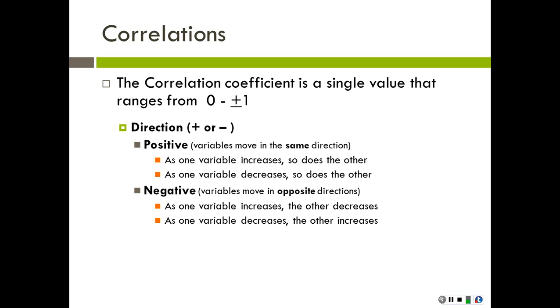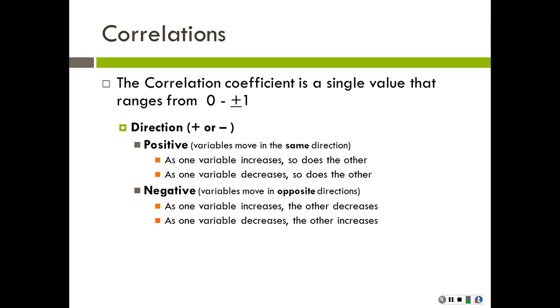So a positive coefficient tells us that the variables move in the same direction. As one variable increases, the other increases, like hours of study and test scores. Or as one variable decreases, the other decreases. So again, hours of study and test scores. The less you study, the lower your test score maybe. So it's important to recognize that decrease with decrease is not negative. It is a positive direction because they both go in the same direction.